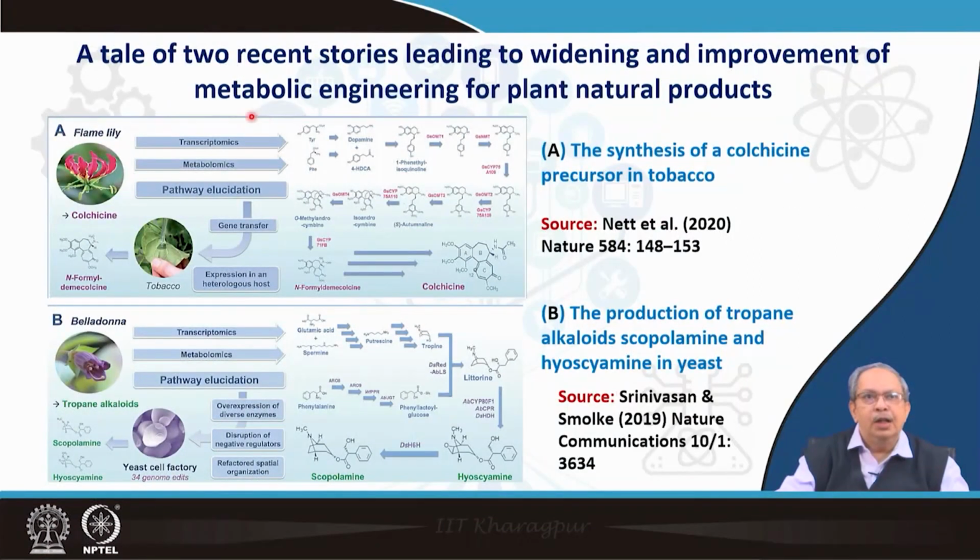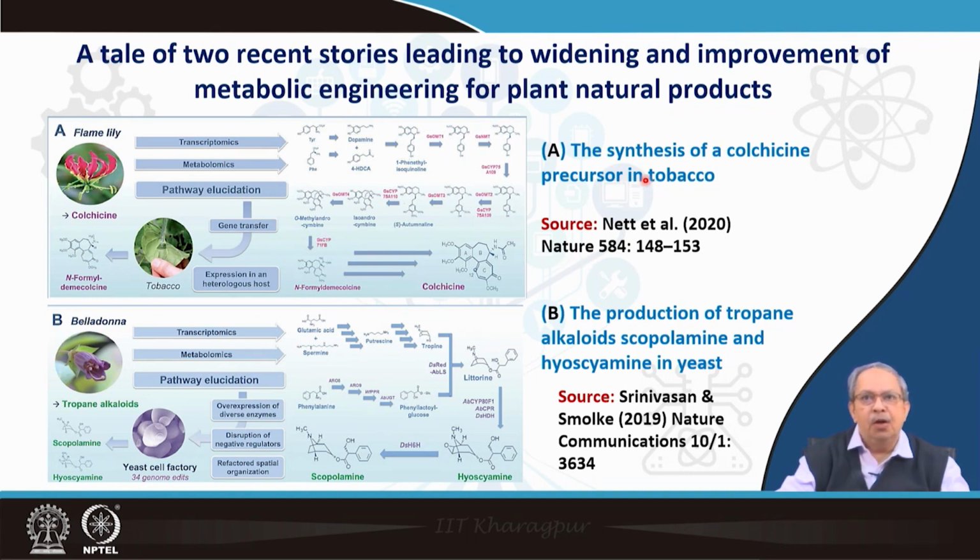And not only that, there is a tale of two recent stories leading to widening and improvement of metabolic engineering for plant natural products. Here, colchicine is an alkaloid that is produced in the flame lily. This colchicine can now be produced in tobacco, and this complex colchicine pathway has been elucidated, and this paper was published in the famous journal Nature.